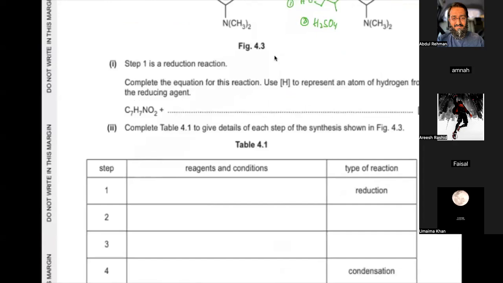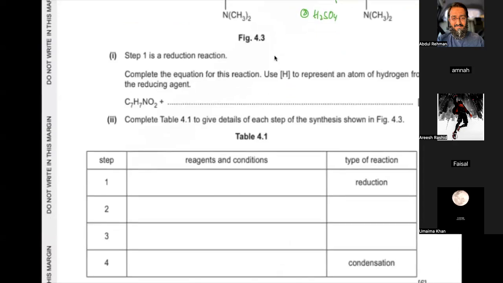Now, step one is a reduction reaction. Complete the equation for this reaction. Use hydrogen to represent an atom of hydrogen from the reducing agent. Okay, so we are going to start with the atomic hydrogen.